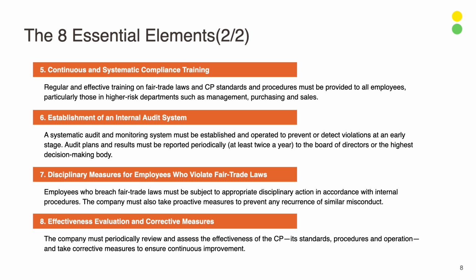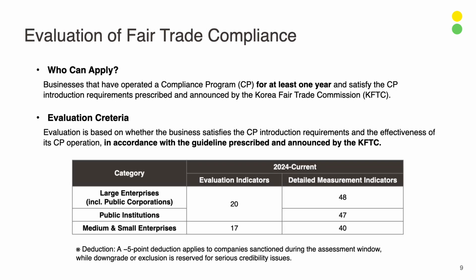Seventh, there must be clear disciplinary measures for violations, and the company needs to take steps to prevent similar issues in future. And finally, the company should regularly evaluate the effectiveness of its CP and carry out improvements. Together, these 8 elements describe the basic structure the KFTC expects to see in any fair trade compliance program.